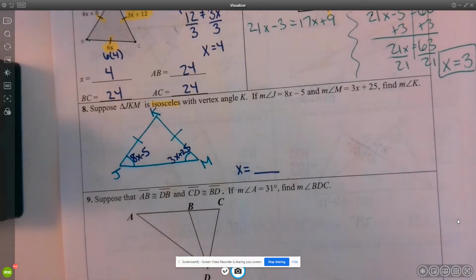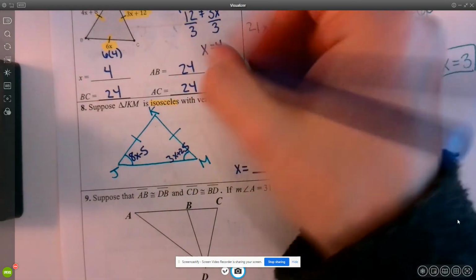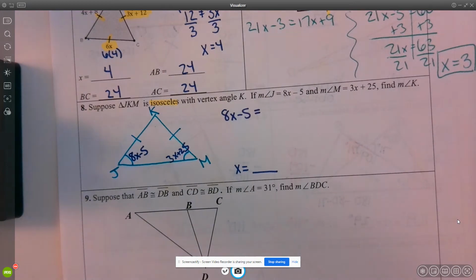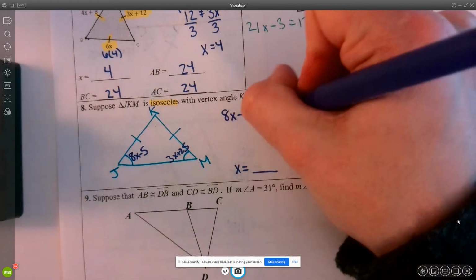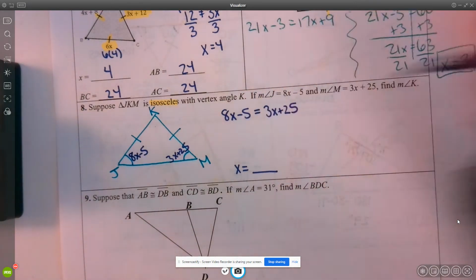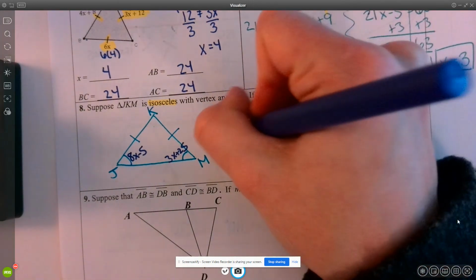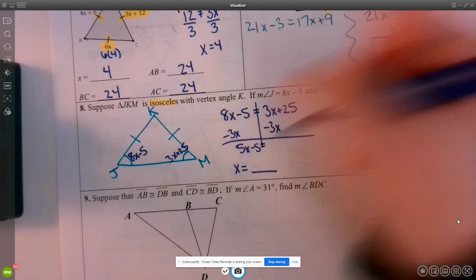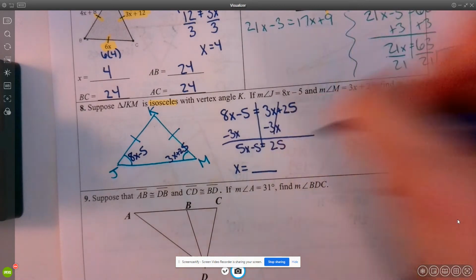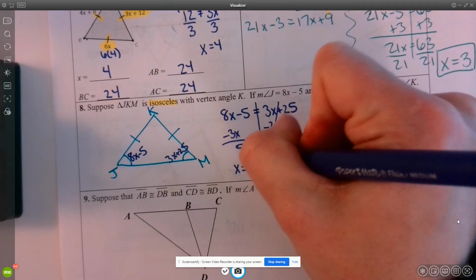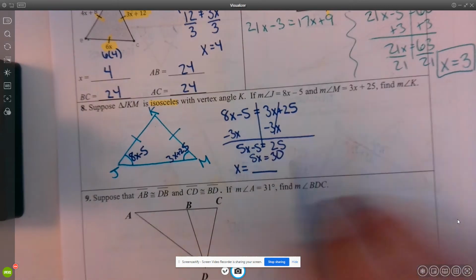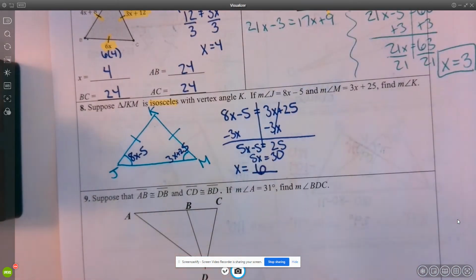So to set up my equation, I know the measure of angle J, which is 8x minus 5, must be equal to the measure of angle M, which is 3x plus 25. I'm going to go ahead and solve this. After I divide both sides by 5, I get that x is equal to 6.